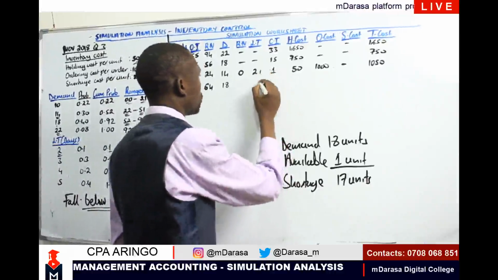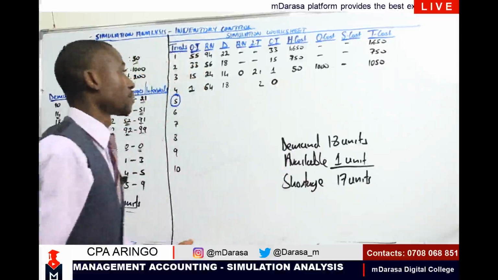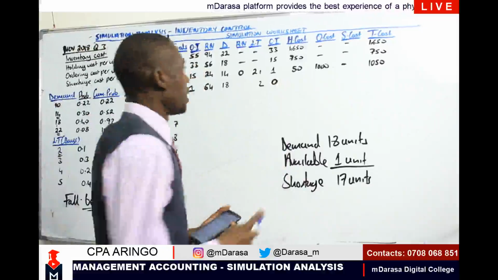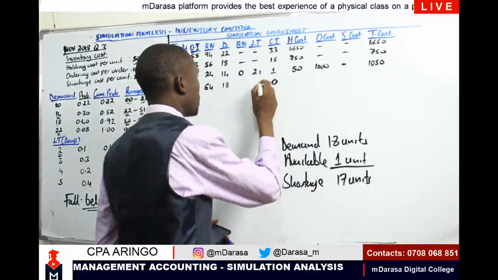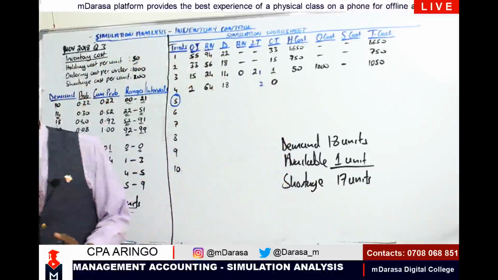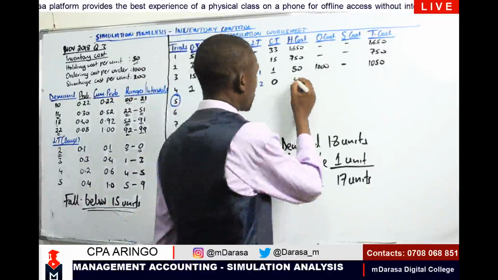So therefore, at this point, as at the end of that day, this is 1 and 2, right? As at the end of that day, I won't be having anything. I'll be having 0 as at the end of that day.